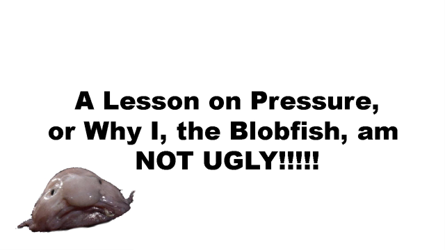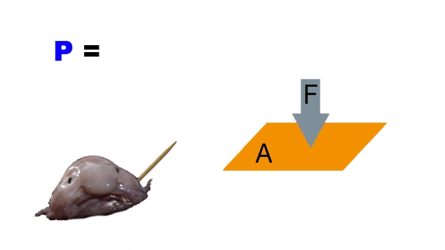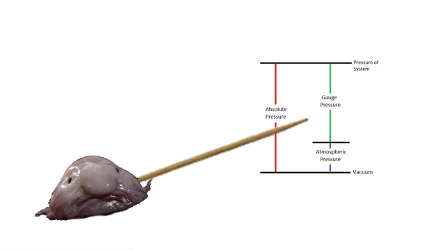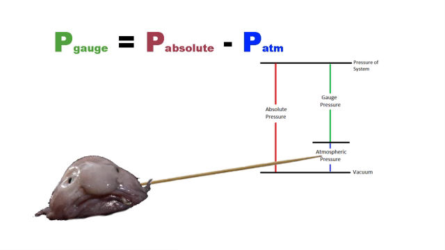in fact, ugly. What is pressure? The actual definition of pressure is the amount of force applied over a certain area. Atmospheric pressure is the amount of pressure that comes from the weight of the atmosphere, whereas gauge pressure is the amount of pressure exerted in relation to the atmospheric pressure. In short, the gauge pressure is the difference between the absolute pressure and the atmospheric pressure.